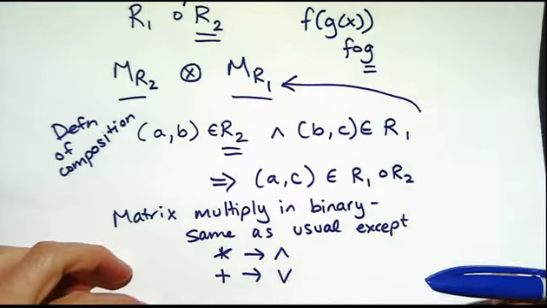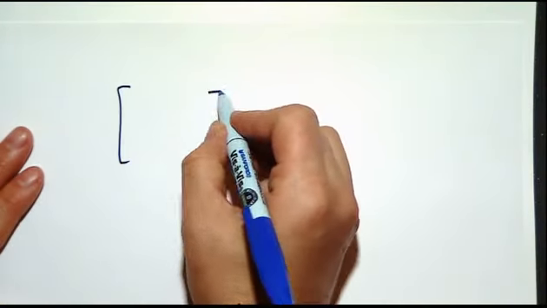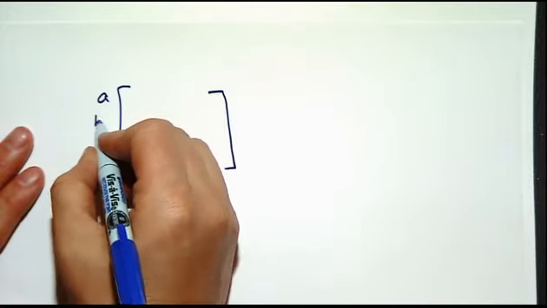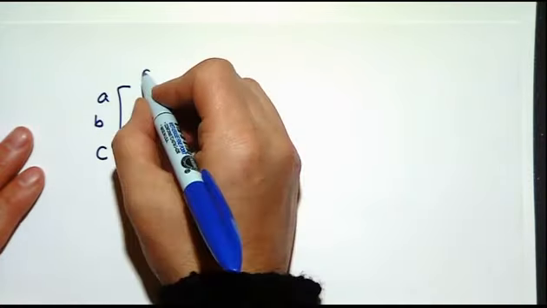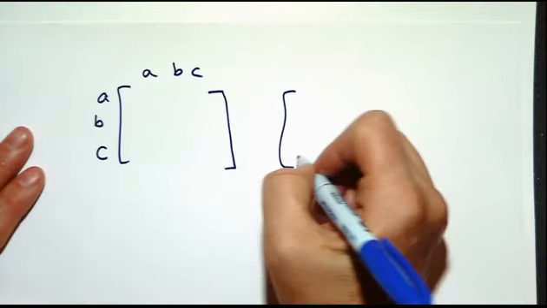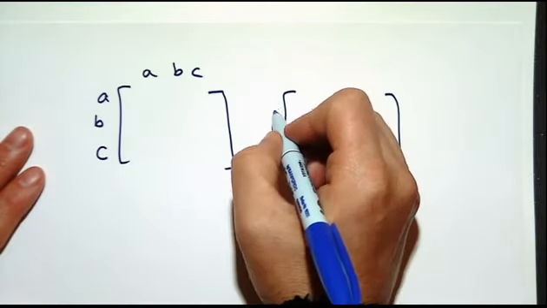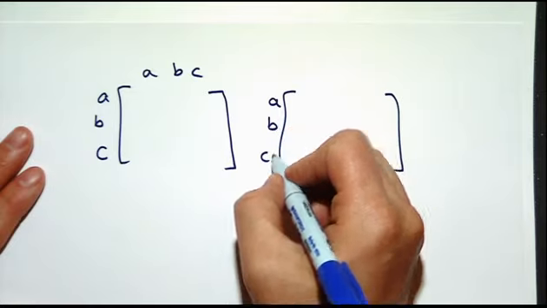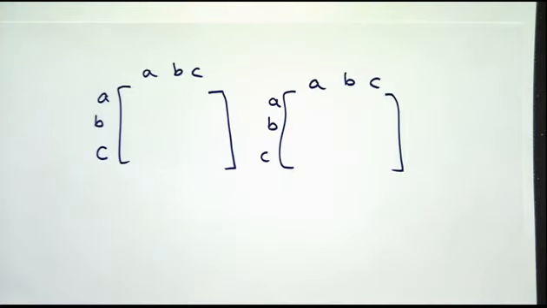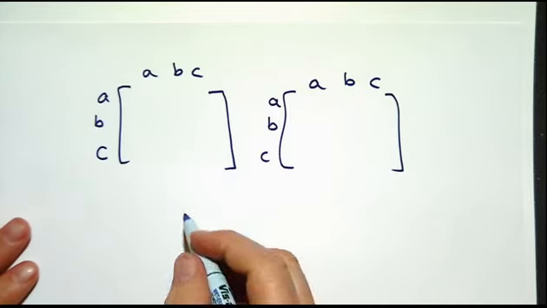Okay, so let's do some examples to make sure we know how to do that. So I'm going to do two relations that are on the same set. So all of these are on the set ABC, the cross product of it with itself.